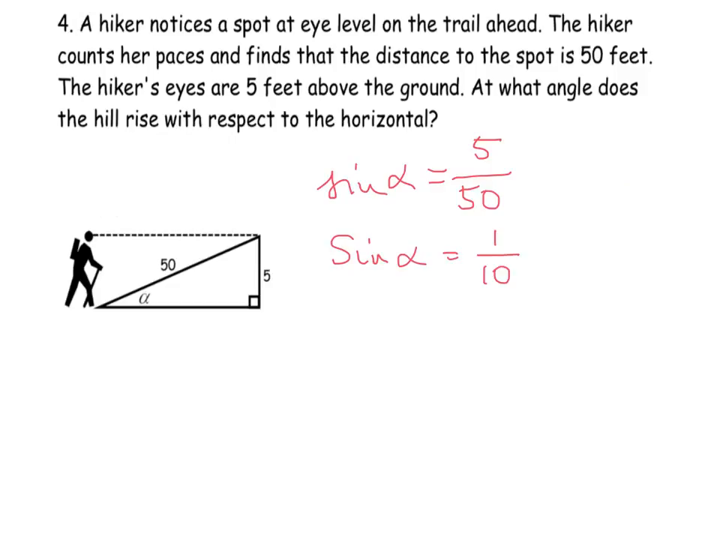And I need to use the inverse sine, so I'm going to do the inverse sine of 0.1. So inverse sine of 0.1 will give me approximately 5.74. So alpha will be approximately 5.74 degrees.